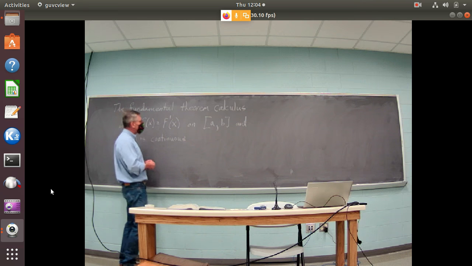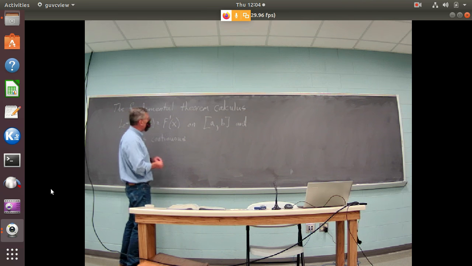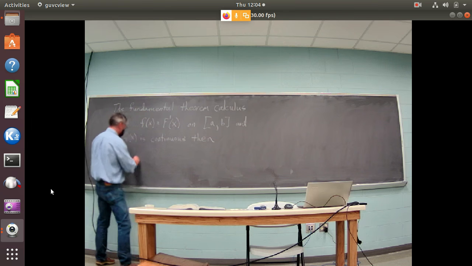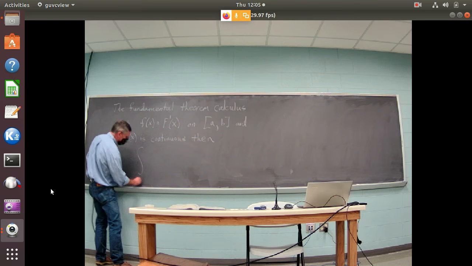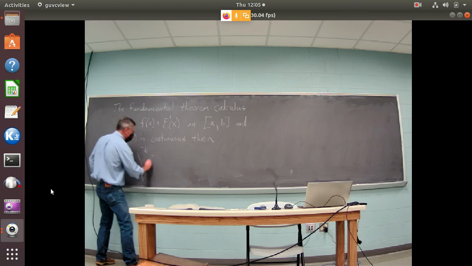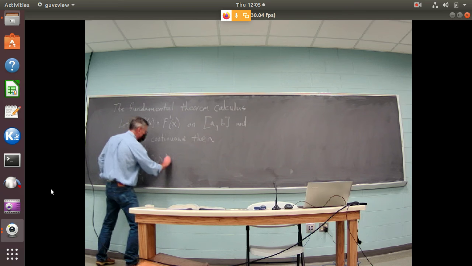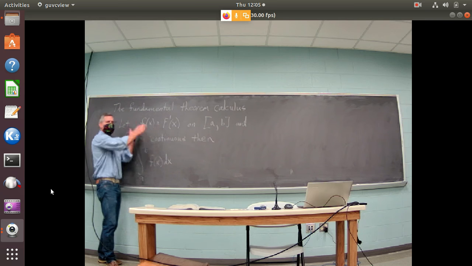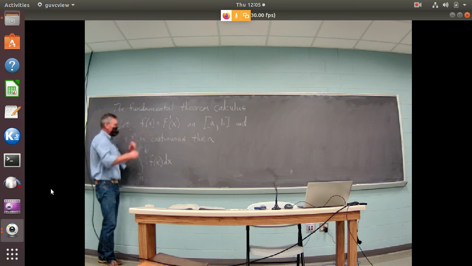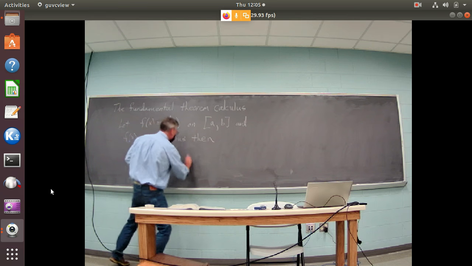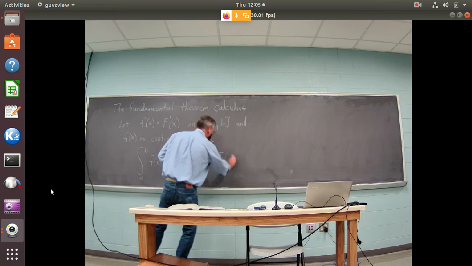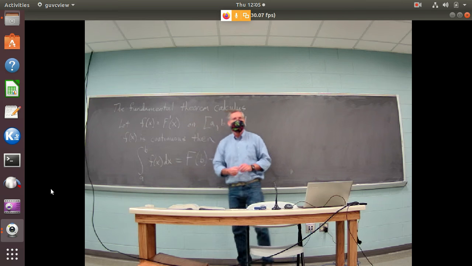So if f of x is continuous, then this definite integral from a to b of f of x dx, which you could write uppercase F prime in there, it's just often they do this, many books and so forth will say it this way, is just F at b minus F at a, so the antiderivative.